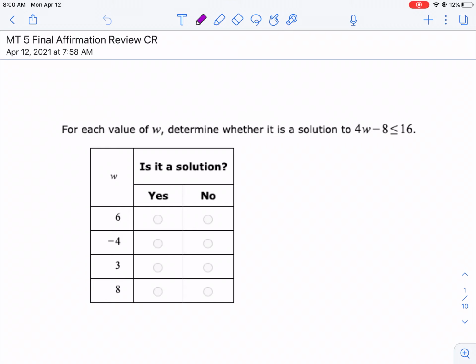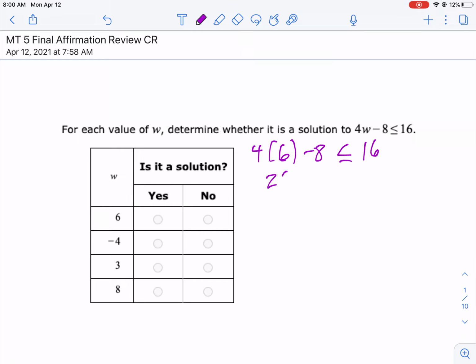Hey, let's review your MT5 final affirmation right now. On this first question, you need to replace the variable with the number and then see if it's true. So is 4 times 6 minus 8, is that less than or equal to 16?